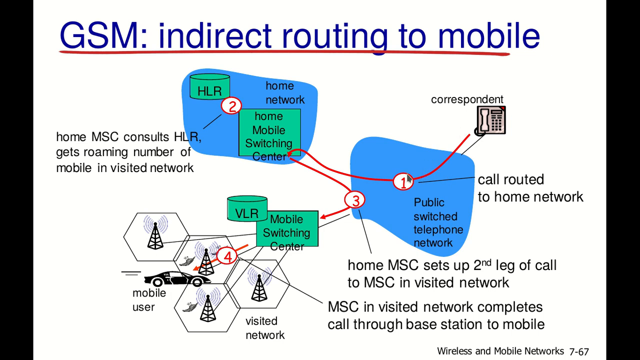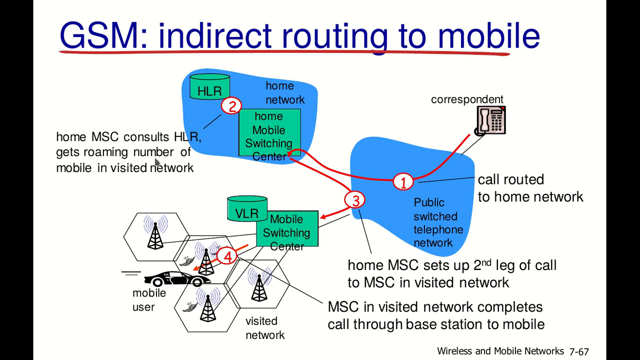So basically, the call will be routed to the home MSC first, and the home MSC will consult the HLR to get the current location of the destination mobile user. And okay, we have a new terminology here. We have something called the roaming number. This is analogous to the care-of address.